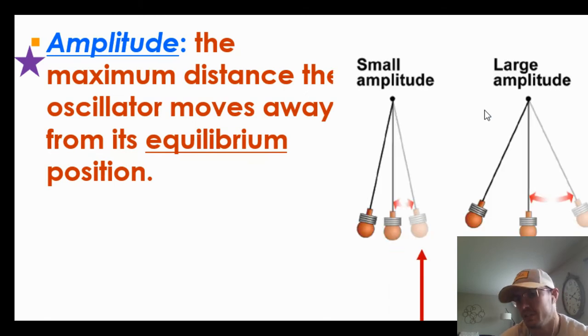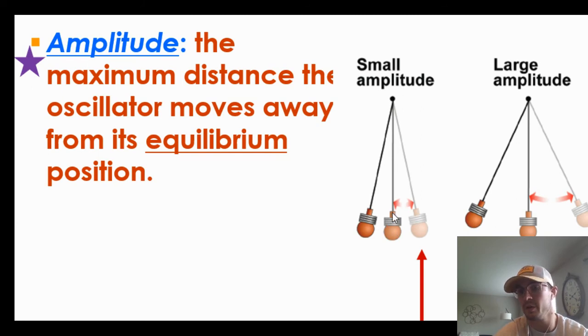All right, amplitude is the next one. Amplitude is kind of just like it sounds. If something is a high amplitude, it means big, right? So the amplitude is the maximum distance the oscillator moves away from its equilibrium position. So in this situation, here's our pendulum. In this case, it's just moving a little ways, right?